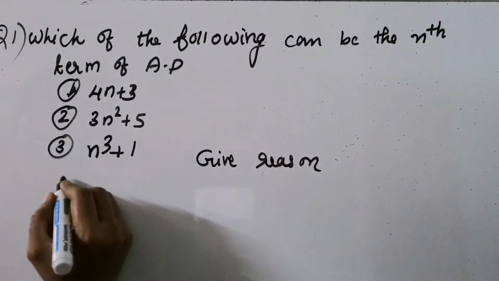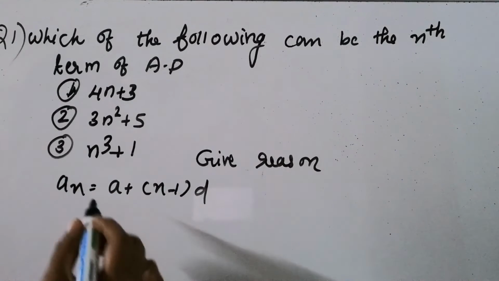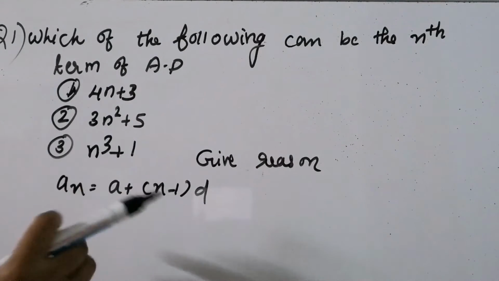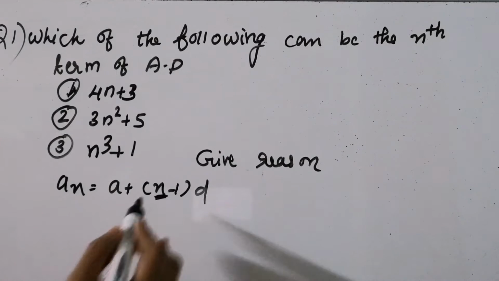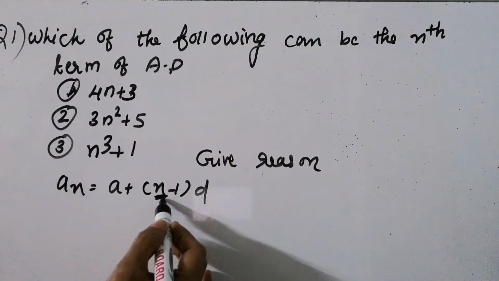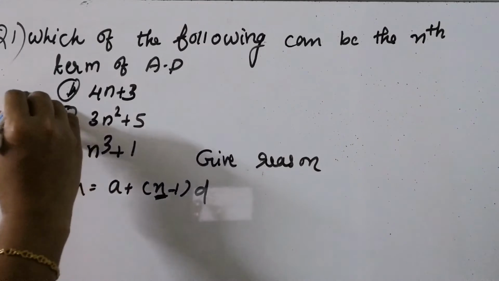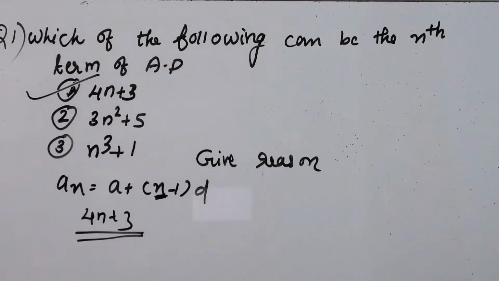And we know the nth term is in the form of an is equal to a plus n minus 1 into d. Okay. This is the general form of the nth term of our arithmetic progression. So first we consider 4n plus 3. 4n plus 3 can be the nth term of an arithmetic progression because it is in the form of a linear relation in n, which means only one term is the variable. Here n can be considered as a variable and the highest degree of this n is 1. So 4n plus 3 is the nth term of our arithmetic progression.